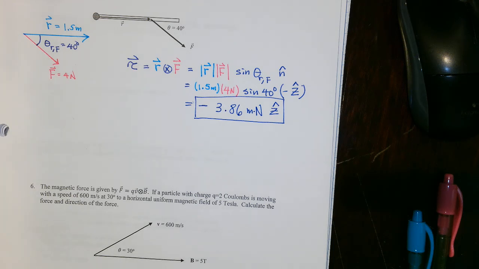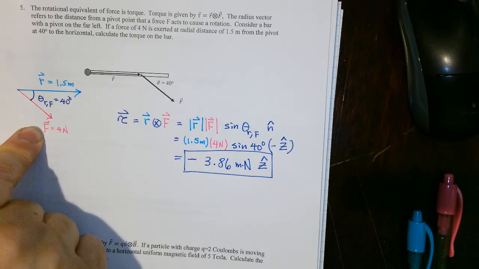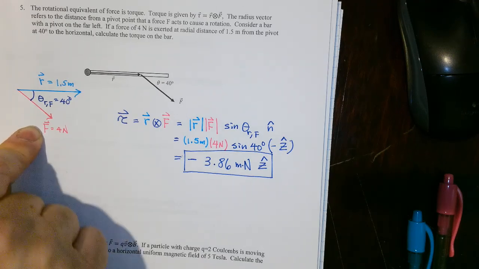So if you did that, then you would also get negative 3.86? Most likely, yes. Definitely. Now, that's true because this is on the xy plane and this is on the xy plane. You know what I mean?